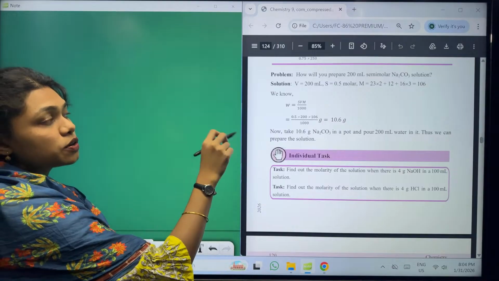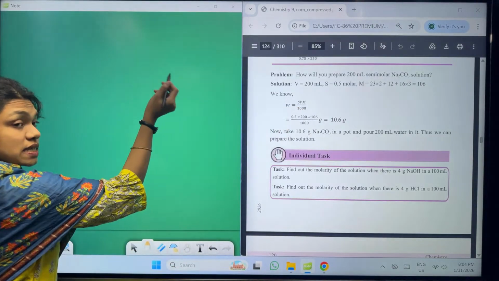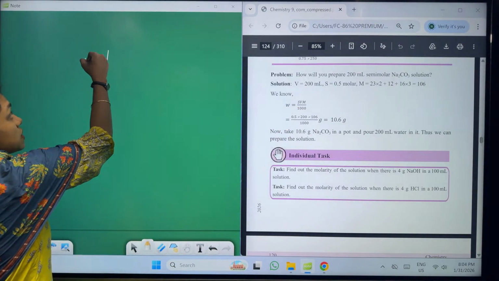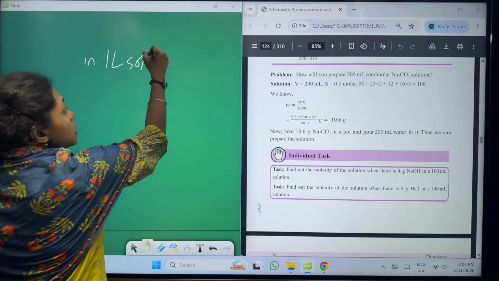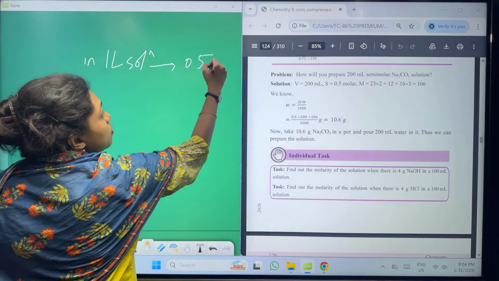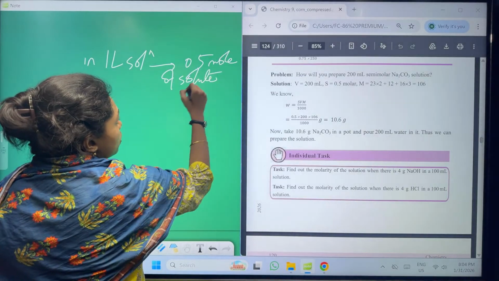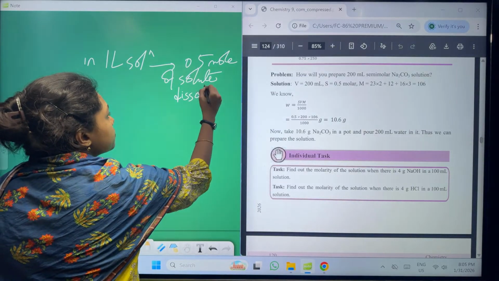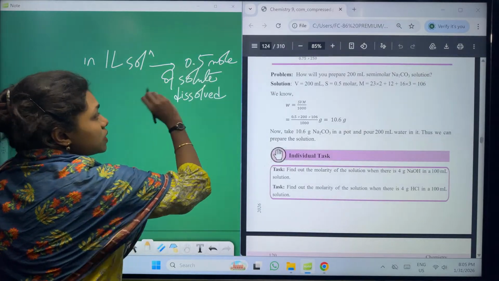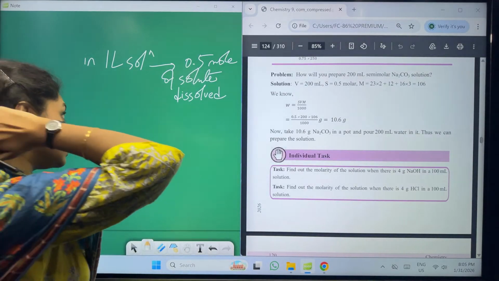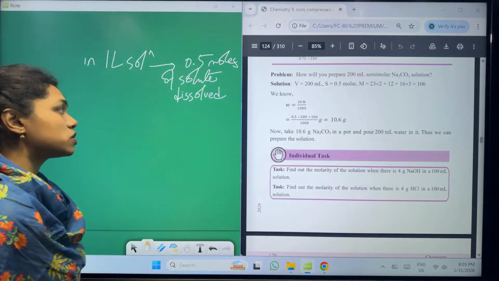200 ml semimolar? Now, I told you semimolar means in 1 liter solution there is 0.5 mole of solute dissolved. In 1 liter solution, 0.5 moles of solute is dissolved.